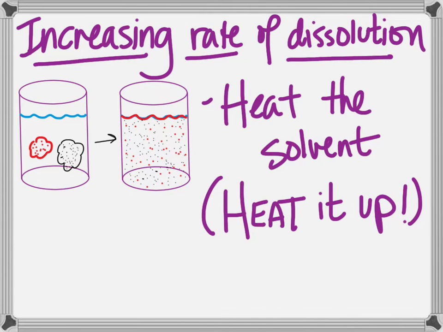Oh, heat the solvent. Heat it up. You know that when you're making Kool-Aid, warm water will dissolve sugar more quickly than ice-cold water will. Why? Well, the molecules of a hot solvent are moving faster than the molecules of a cold solvent. And the faster those molecules are moving, you got it, the more collisions we have. Therefore, these things would increase the rate of dissolution. Break it up, stir it up, heat it up.